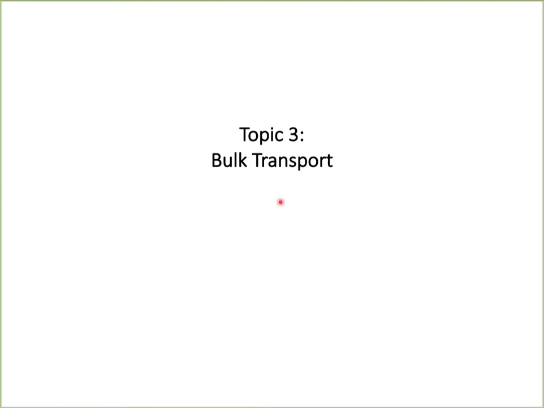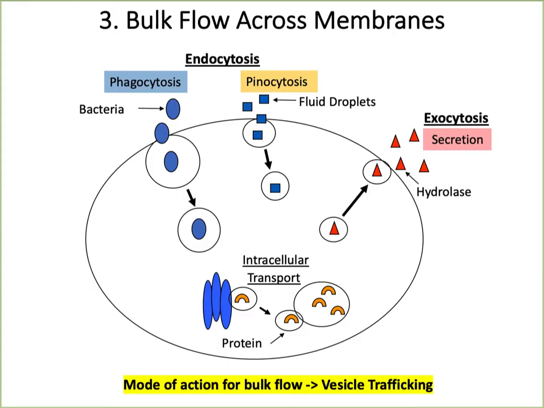Now I want to talk about the transport of larger macromolecular structures and proteins across membranes, which is also critical for the life of the cell. The last form of transport that I just want to mention, shown in this one slide, is bulk flow. The reason I'm only mentioning it is because it is going to be the subject of the entire next module. So bulk flow is the movement of large fluid droplets or very large particles from the outside of the cell into the inside of the cell, or the movement of proteins from inside the cell to outside of the cell or between organelles within the cell.